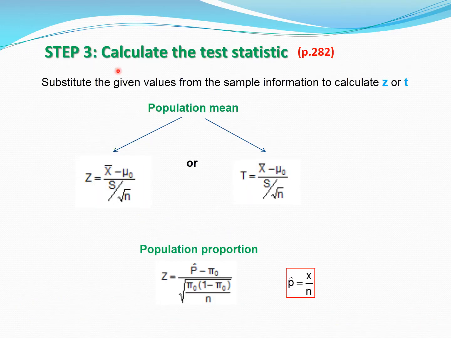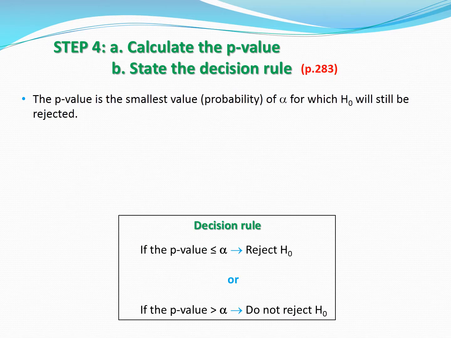In step 3, we will calculate the value of the test statistic. So you simply substitute the given values from the sample information to determine the value of Z or T. And just remember, for the sample proportion, that will be given by X divided by N. We already looked at this formula in chapter 9. We can then use the value of the test statistic to calculate the p-value in step 4.